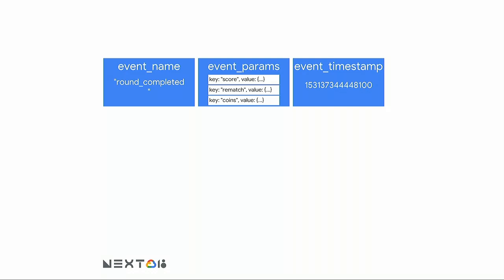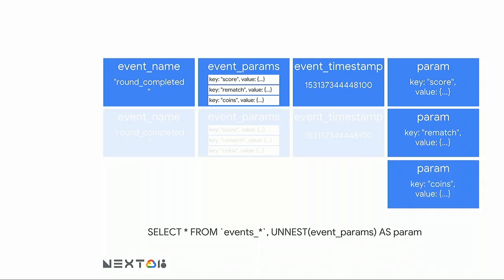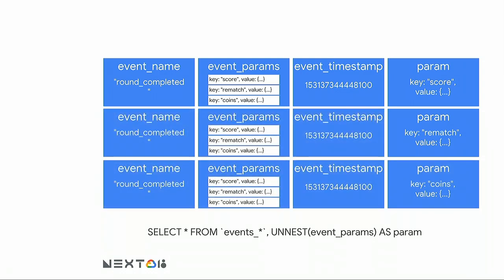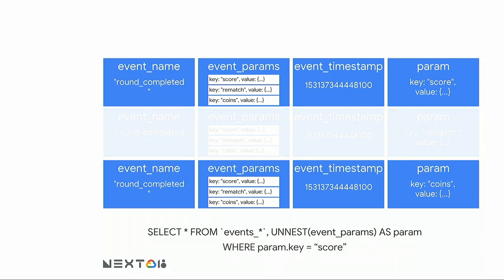OK. So in the context of our example here, we want to do the same thing, right? We want to pick the score params. So unnest event params, and then filter or do the where on score.